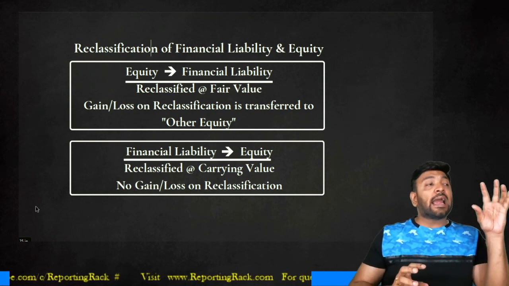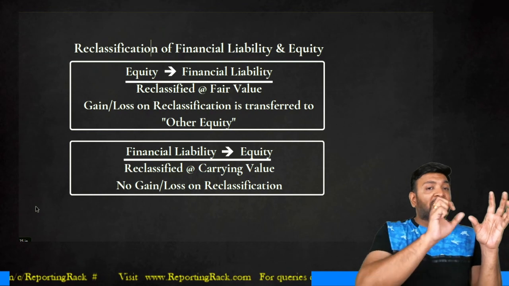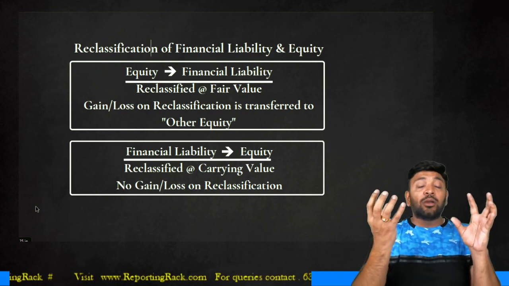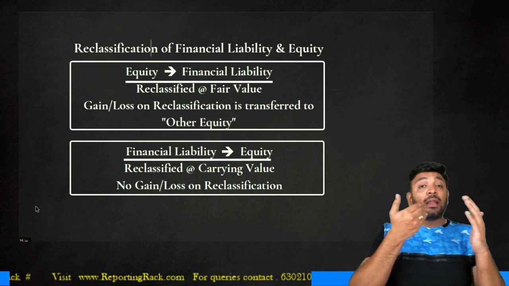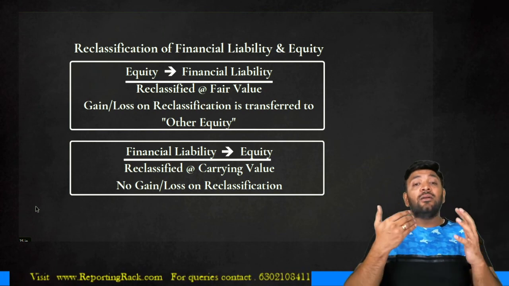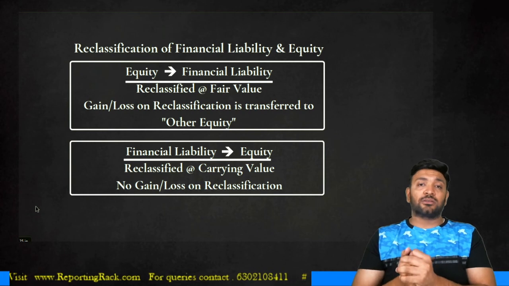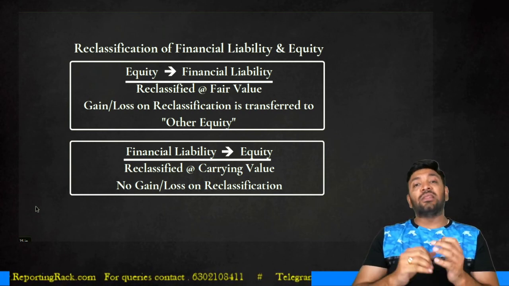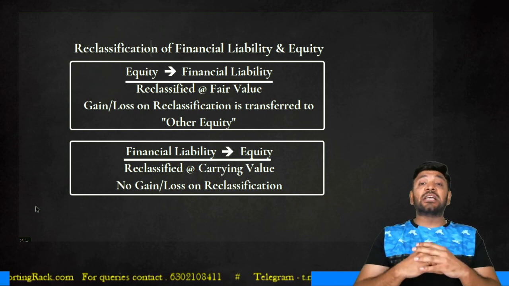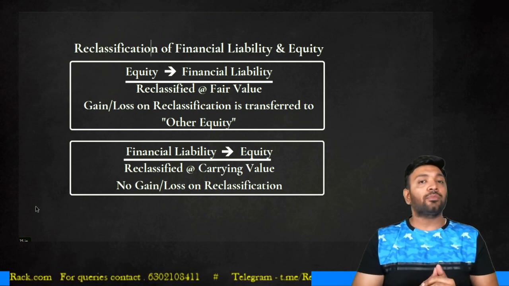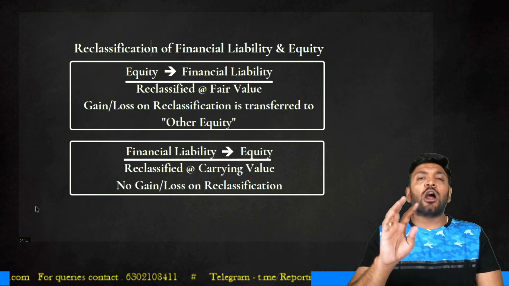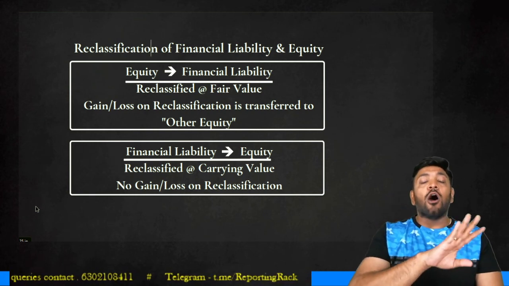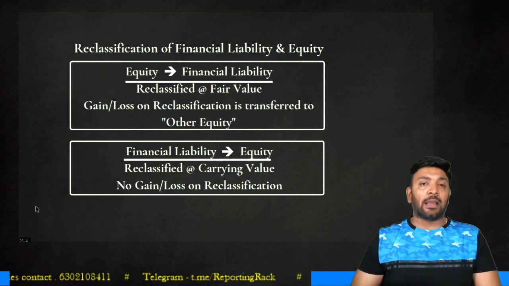It was carried as an equity instrument at a particular value, but when it came to a financial liability, I have a different value altogether, because it should be measured at fair value. That means there is a difference which emerges. That difference is a gain or loss. Such gain or loss should be transferred to other equity. That means it should be included within the reserves of the company itself. This is a very small, tiny concept that goes into reclassification of an equity instrument and a financial liability.